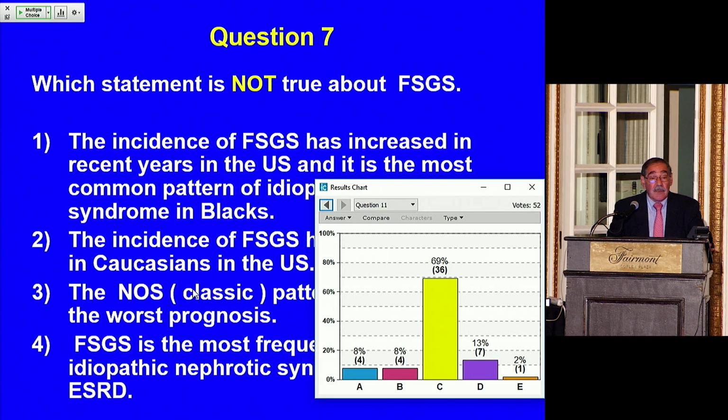Okay, so not otherwise specified, the classic, is not the worst pattern, as we'll go through in a second here. The incidence of focal sclerosis has increased in whites and in blacks, and it is the most common form of idiopathic nephrotic syndrome to progress to renal failure. So let's look at the data here.